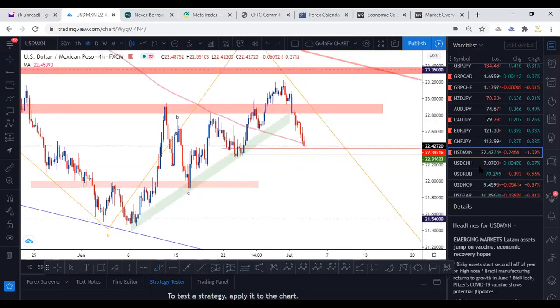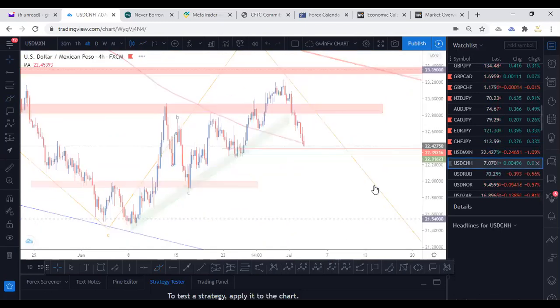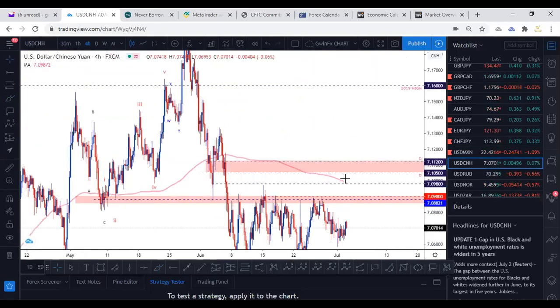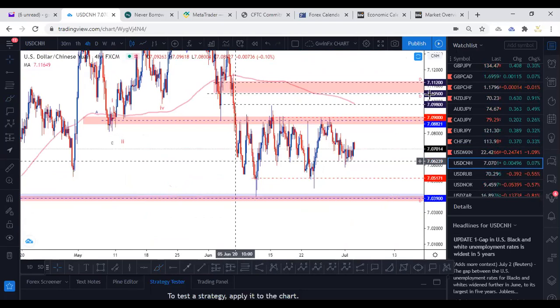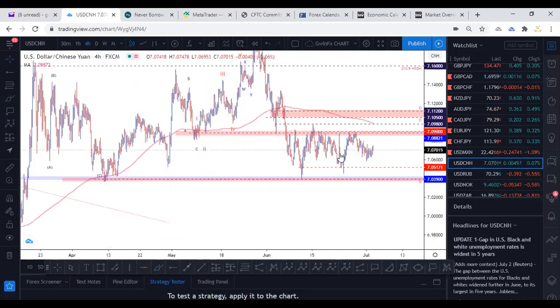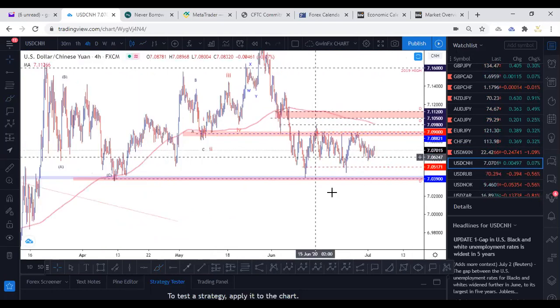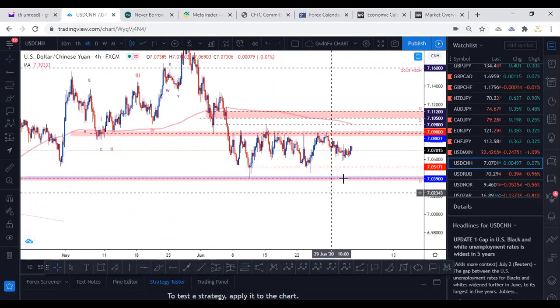USD/CNY currently trading more sideways. I don't think it's a good time for a trade. More sideways. No trade. USD Chinese yuan, no trade.